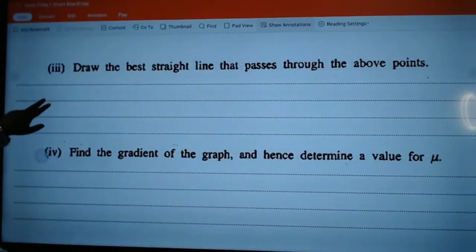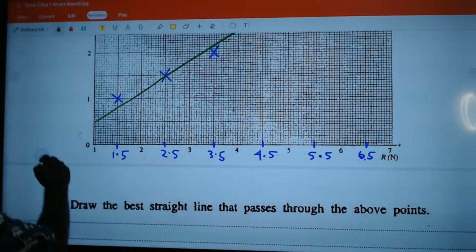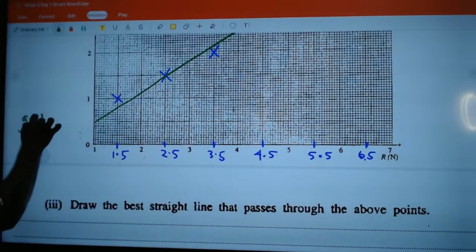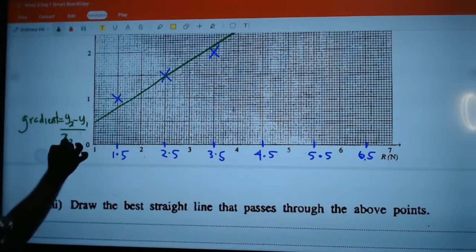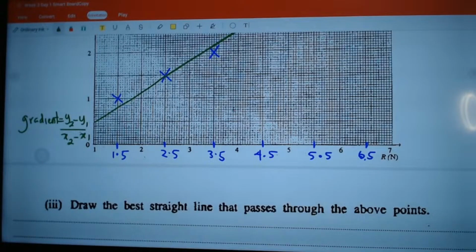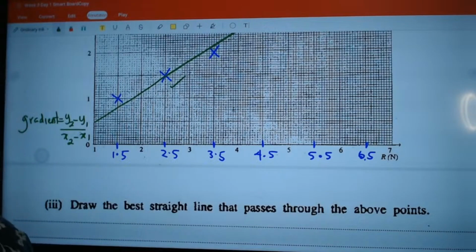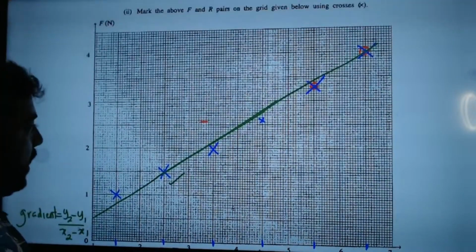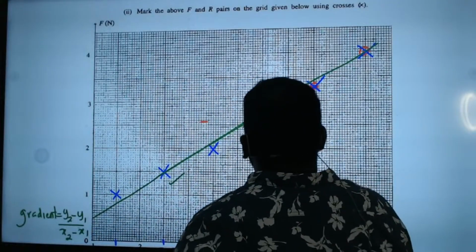Find the gradient of the graph and hence find mu. Right, now what's the gradient? Gradient means y2 minus y1 divided by x2 minus x1. I can take this point. What's the other point passing through? If I look at a point far away, remember you must draw this. I hope you all drew it correctly.